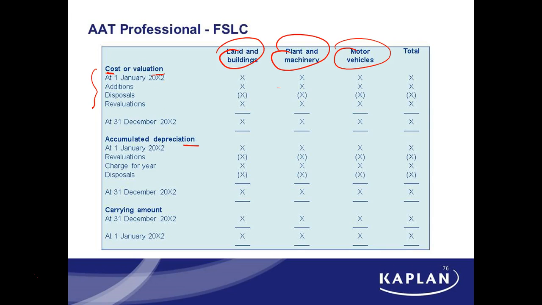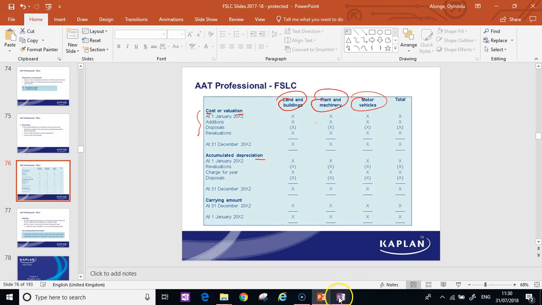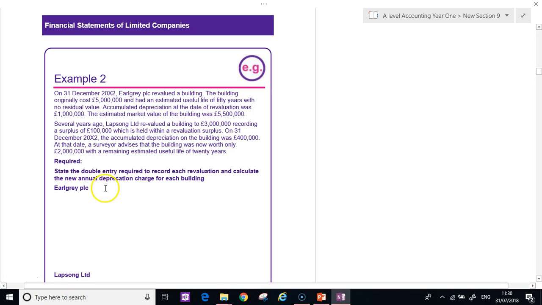So let's jump again and look at a question in the workbook. Let's do the question in the workbook, and then of course we will do questions in the exam kit as we go along. So it says here, on the 31st of December, Eagley PLC revalued a building. So you just have to really follow the question carefully. They're quite straightforward. You just have to look at the question and do the T accounting. That's the best way. I always recommend doing this as you're going along.